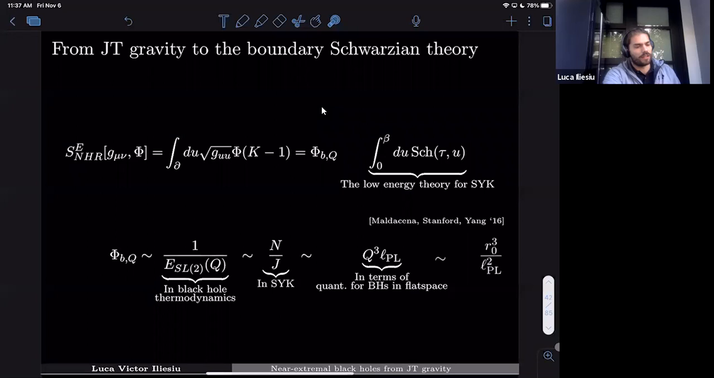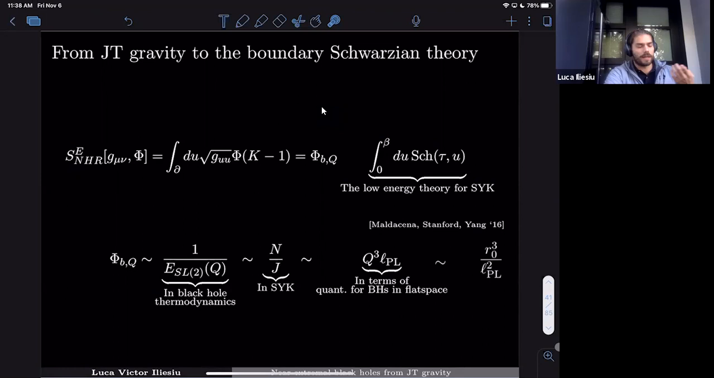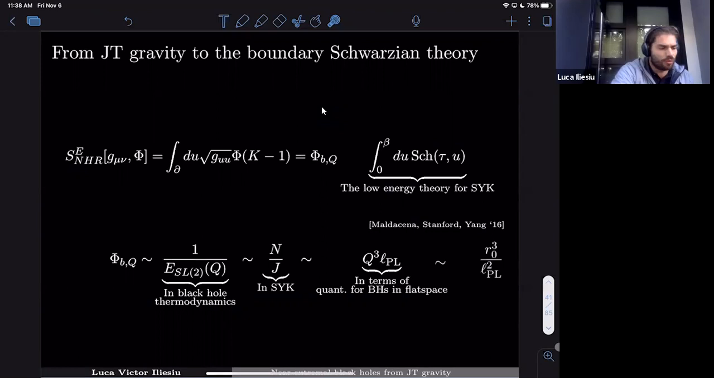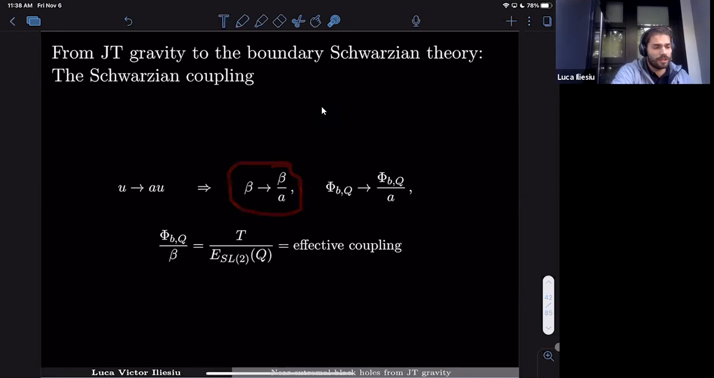But before I mention the final result of the quantization of this theory, I just want to mention how the partition function could depend on the scale E_SL2 and on the temperature. So in order to determine that, one can rescale the time in the system, U goes to A times U. That rescales the inverse temperature in this way. And if I want the action of the system in which I rescale the time to be identical to my initial action, that's also equivalent to rescaling the coupling, phi_b of q.